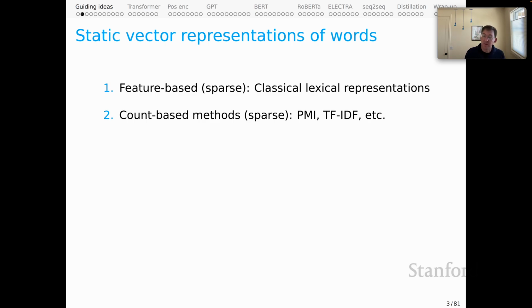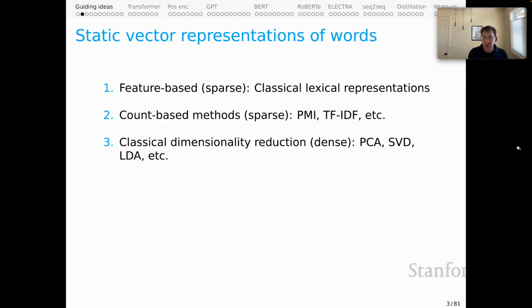And the idea behind these methods is that we take PMI or TF-IDF and we massage those counts in a way that leads to better representations. And that's coming purely from distributional information. We typically don't write hand-built feature functions in this mode, but these vectors tend to be pretty sparse.